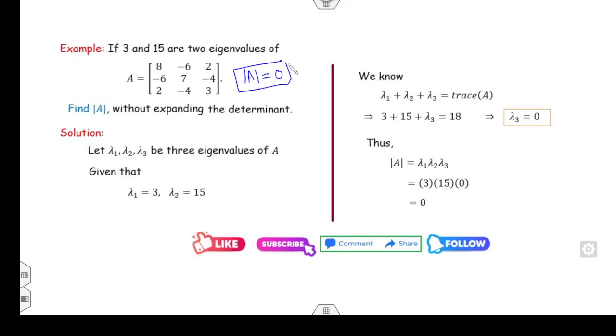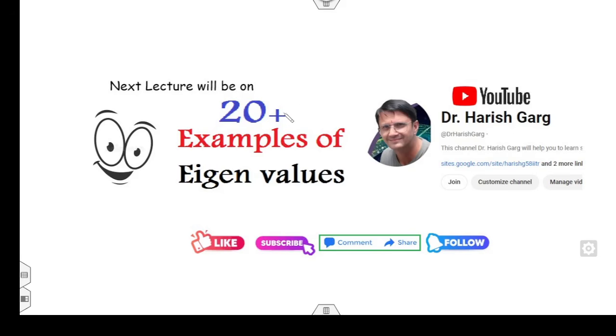So these are all the ways you can solve these properties with the help of numerical examples in a very simple manner. I will explain 20 plus numerical examples on eigenvalues in the next lecture.